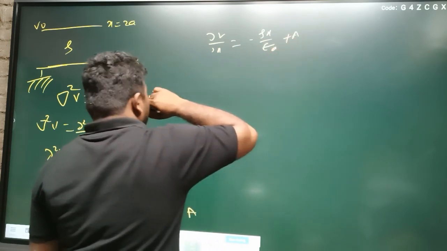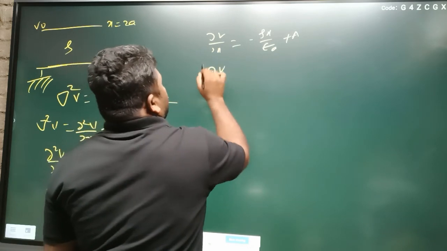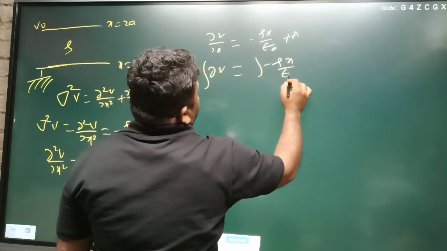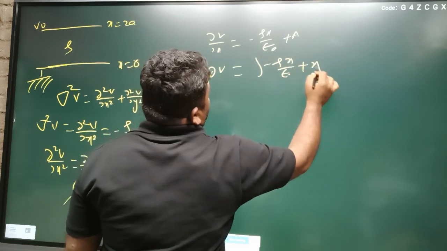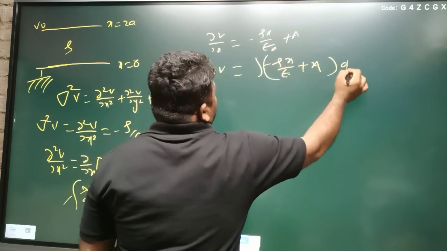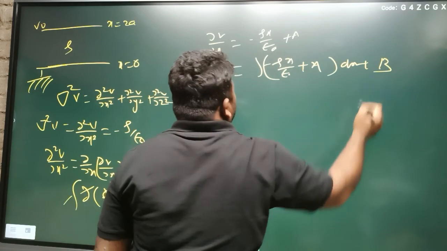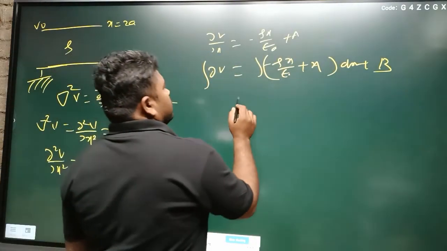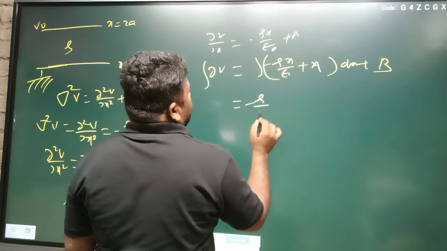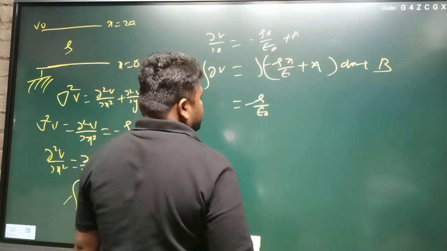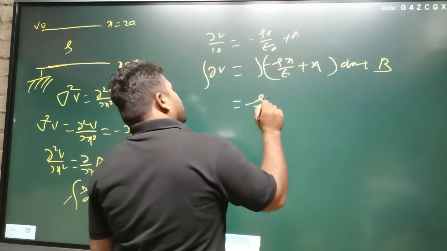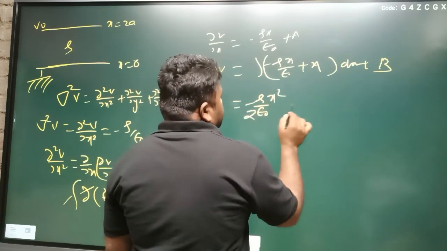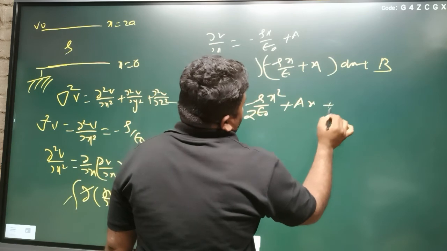Okay. Next, V. Take the second integration: minus rho x upon epsilon naught plus a, bracket complete, dx plus b. Suppose we take the second constant. Yes, minus rho by epsilon naught, take common out. Integration of x gives x square by 2, and integration of a gives ax, plus b.